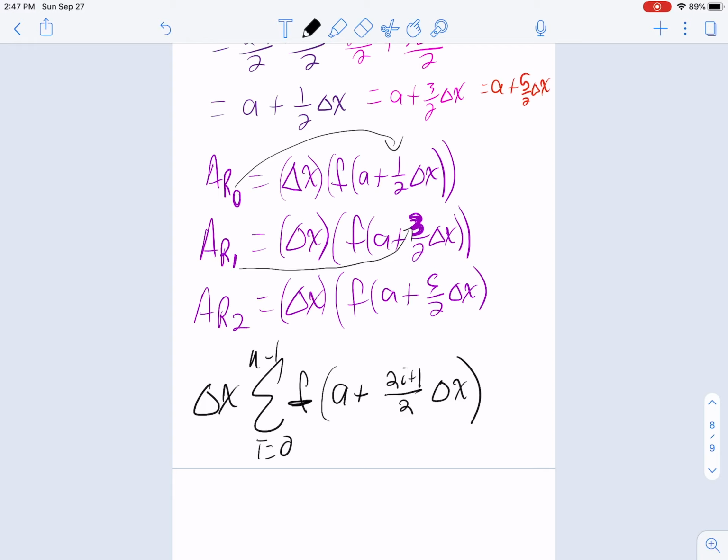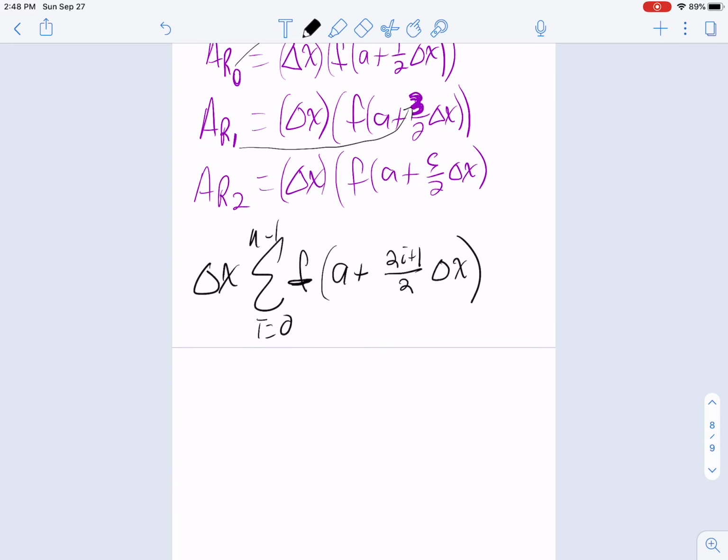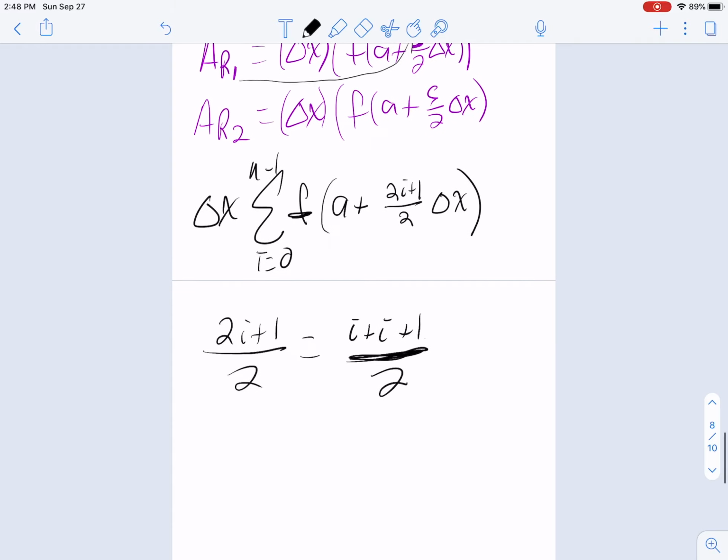But if we were to go about doing some algebraic simplification, just the 2i plus 1 over 2, this is equal to 2i over 2 plus 1 over 2. I could just make a really easy simplification of this as i plus 1 over 2, which is then equal to i plus 1, just using parentheses, over 2.